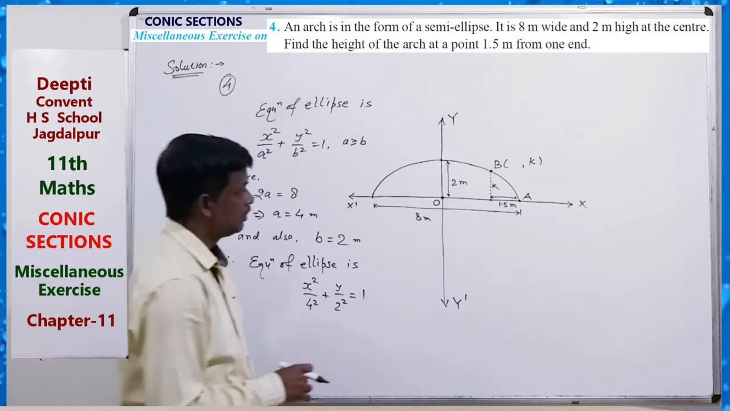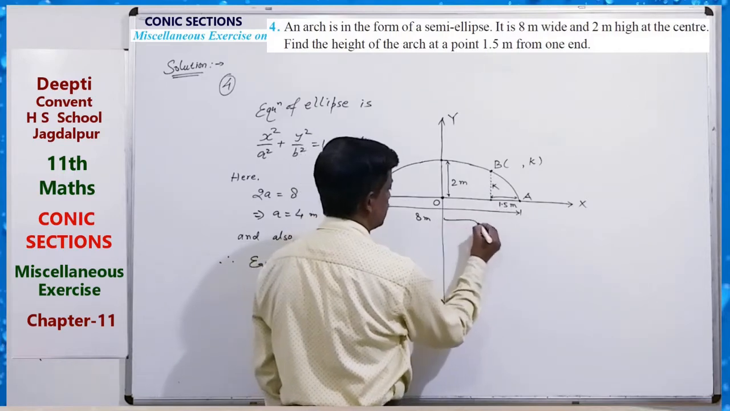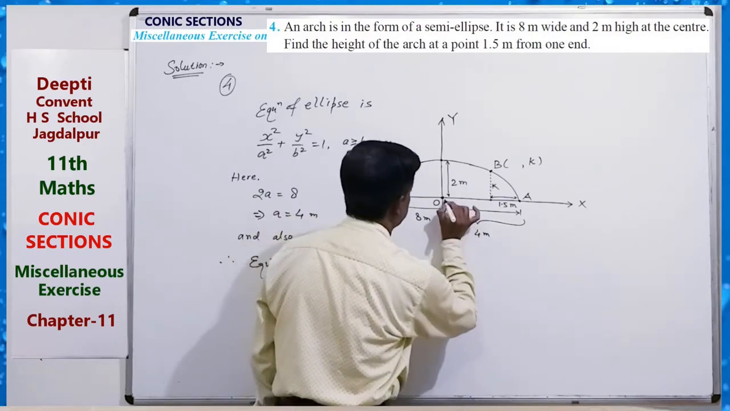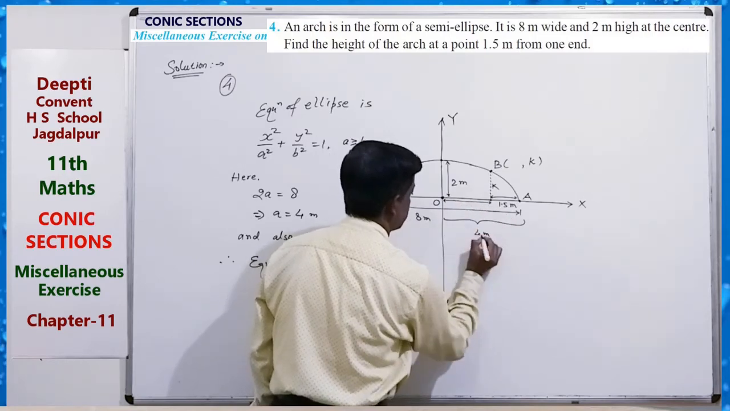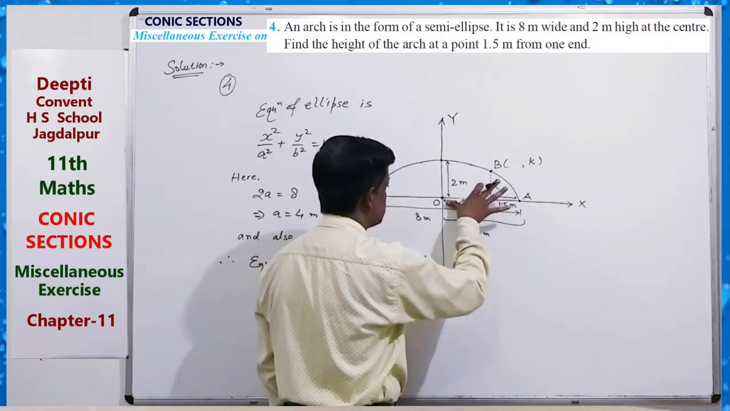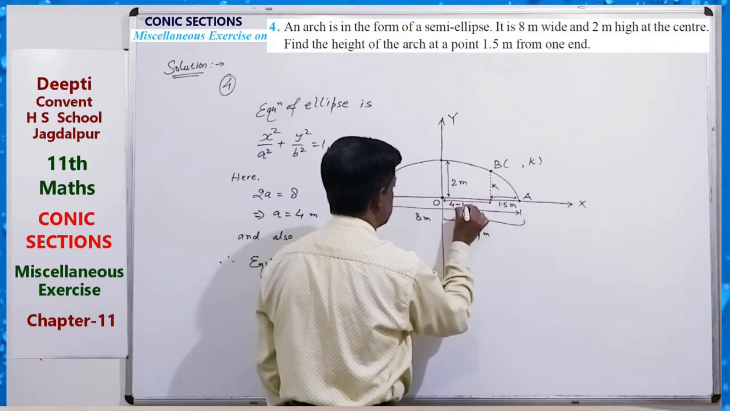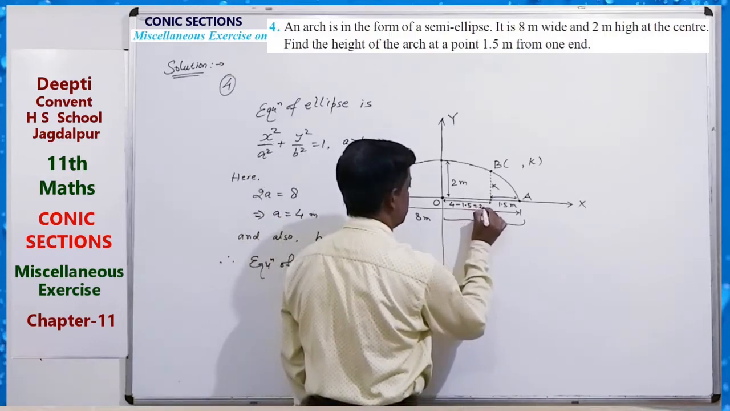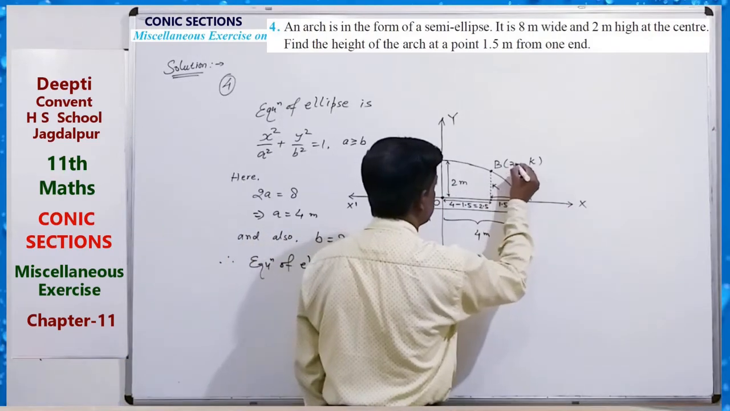Now, this is 1.5, this is 4, this distance is what? 4 meter. So this distance will be 4 minus 1.5, that is 2.5. So this value is 2.5.